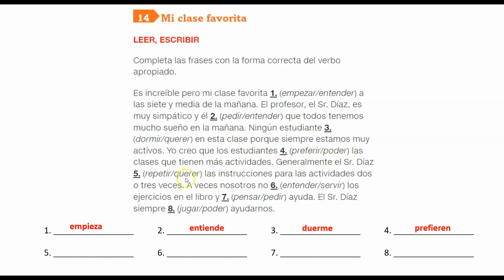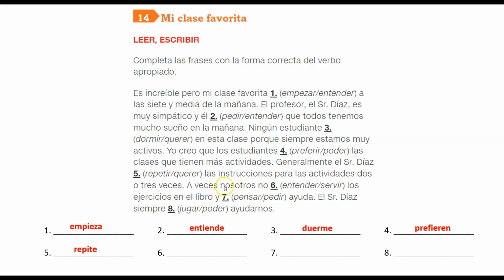Generally, señor Díaz blank las instrucciones para las actividades 2 o 3 veces. Generally, Mr. Diaz blanks the instructions for the activities 2 or 3 times. Does he want the instructions or he repeats the instructions? He repeats the instructions. So you got to conjugate repetir to Mr. Diaz. That would be repite.